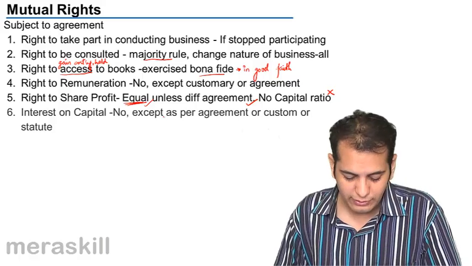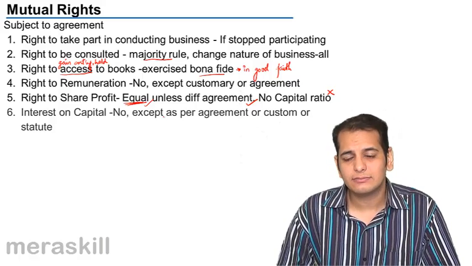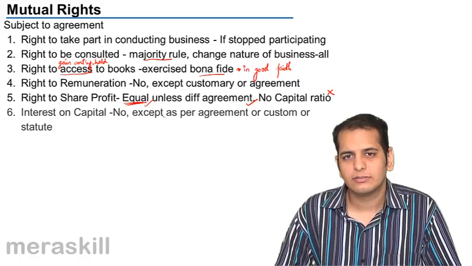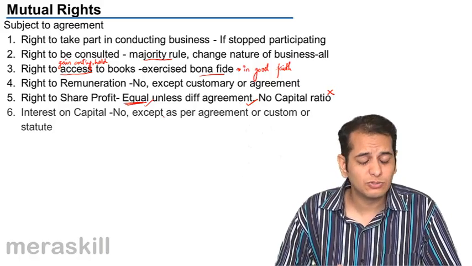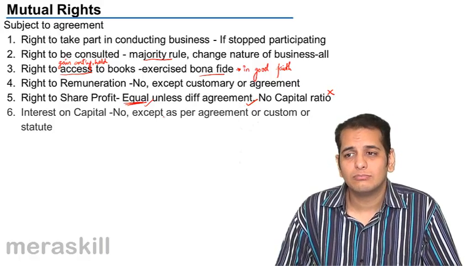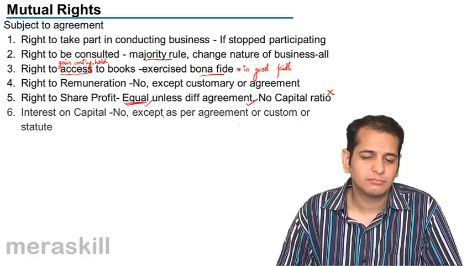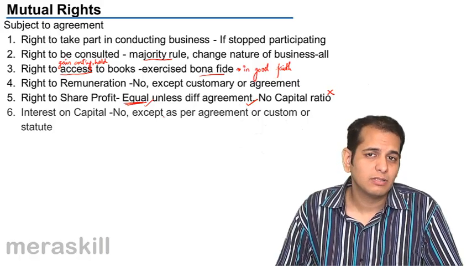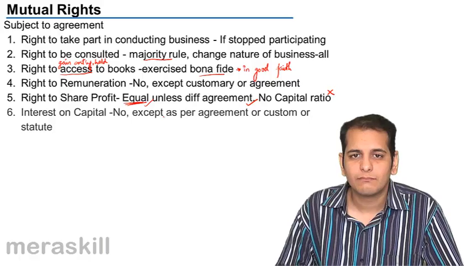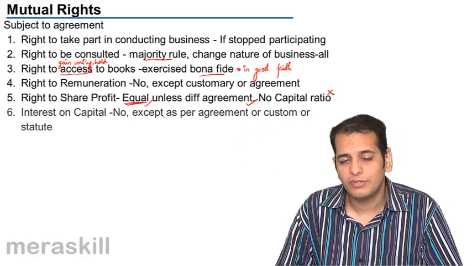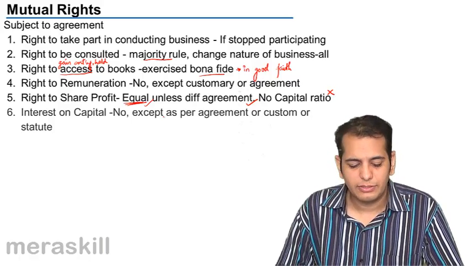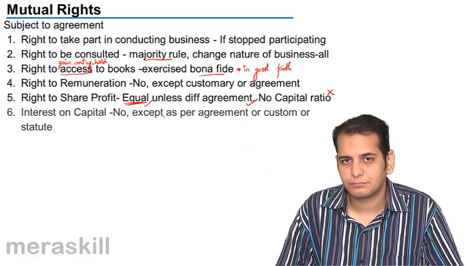Next, interest on capital. Now, normally, interest on capital should not be given to the partners. It is not the right of the partners at the onset. However, as I said, partners are the owners. So if all of them agree on this, and the right is there in the partnership deed, then they may distribute the interest on capital.